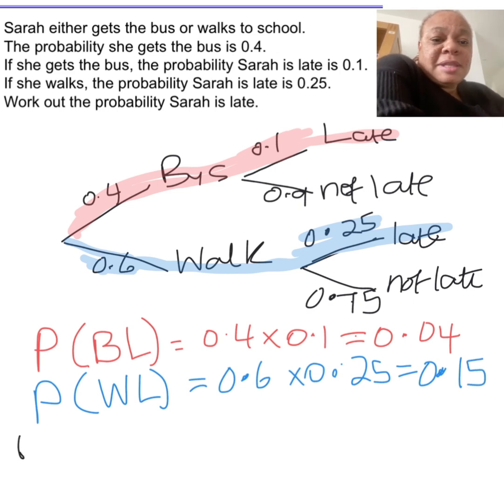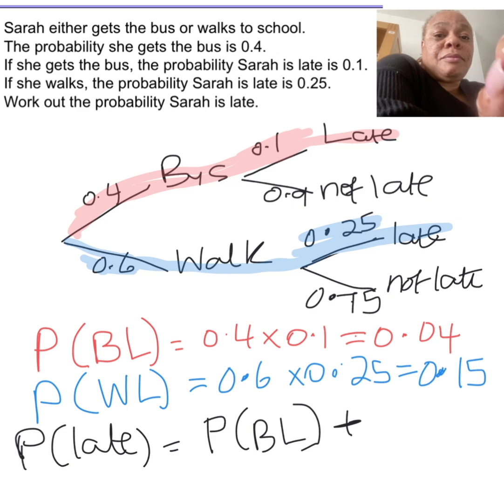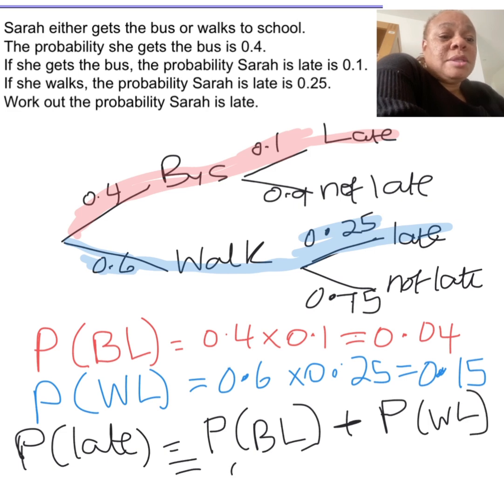So the probability that she's late will be the probability that she took the bus and was late, which I'll call PBL, which we've already worked out, plus the probability that she walked and was late. So that's equal to 0.04 plus 0.15, and that's equal to 0.19. Now, why did we add the two probabilities?